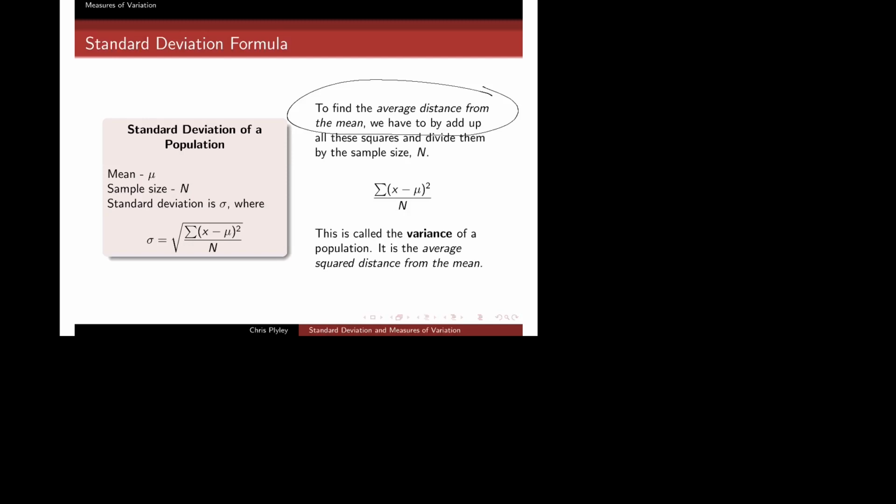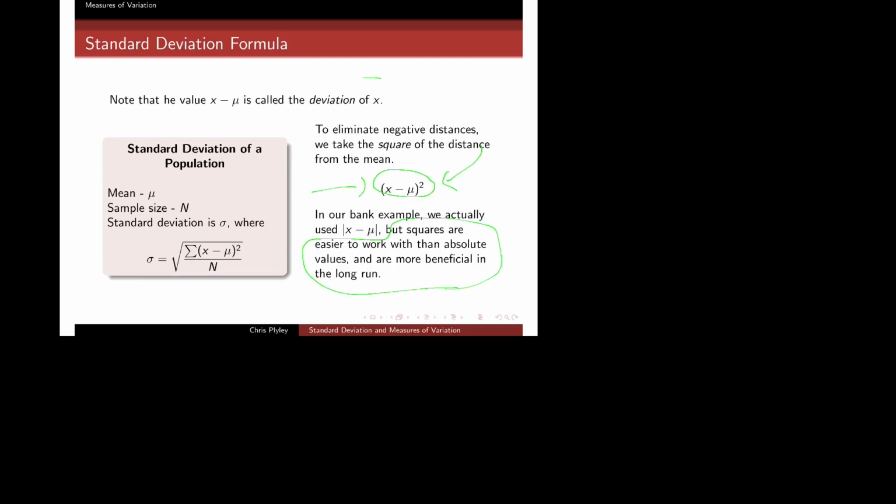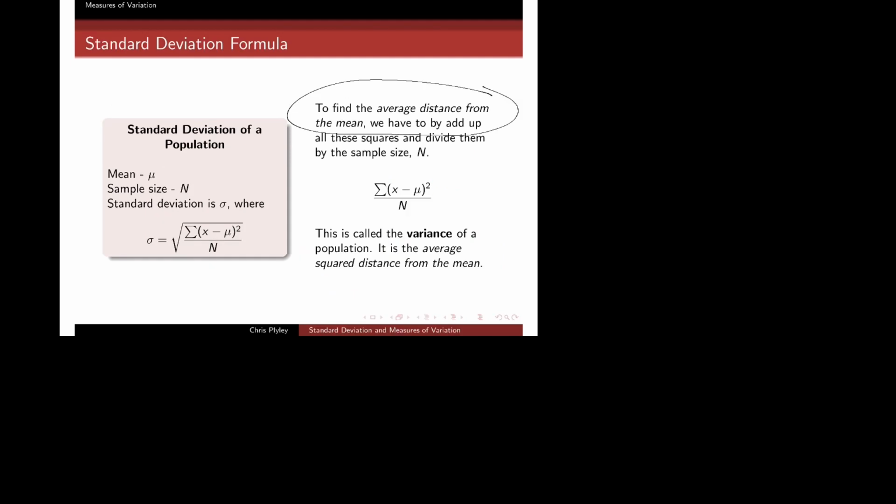To get a sense of average distance from the mean, I added up my values and divided by n. What I want to do now is find the average of all of these deviations squared. So I take all of the x minus mu's, I square them, I sum them all up, and I divide by however many points I had. And in the assumption that it's the population, I use capital N to denote my sample size. And this value here, the sum of (x minus mu) squared over N, is called the variance of the population.